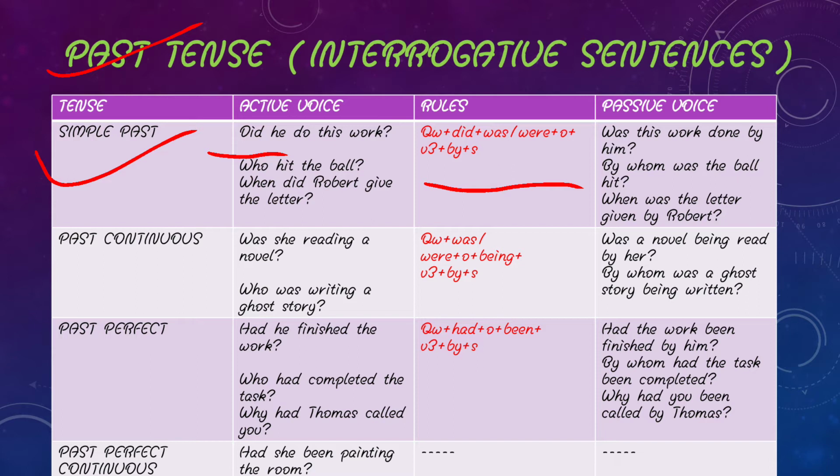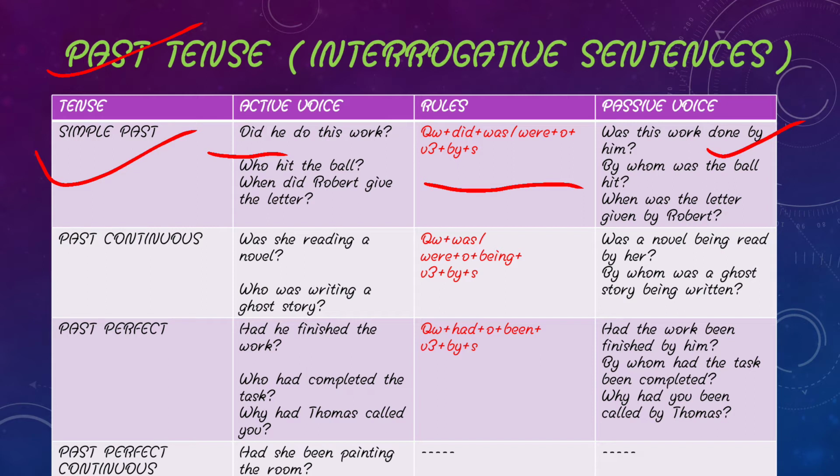So in this sentence, Did he do this work? there is no question word, right? The sentence is starting with a helping verb. So it is very important for us to remember that when the sentence in the active voice starts with a helping verb, in the passive voice also it has to start with the helping verb. So the passive voice will be: Was this work done by him?